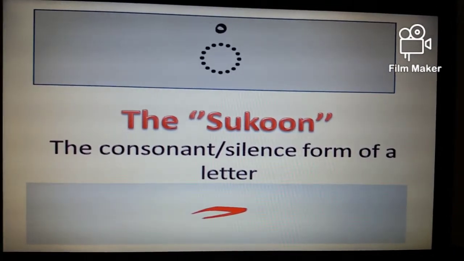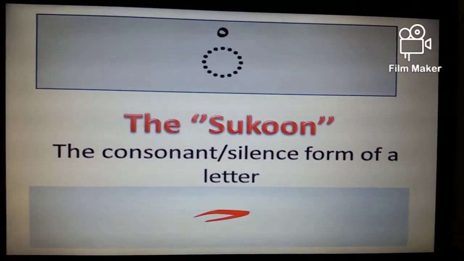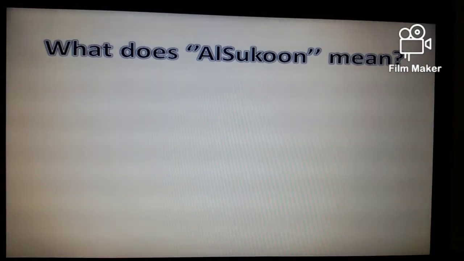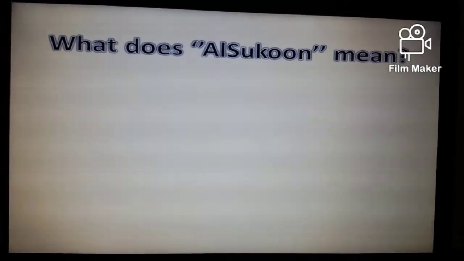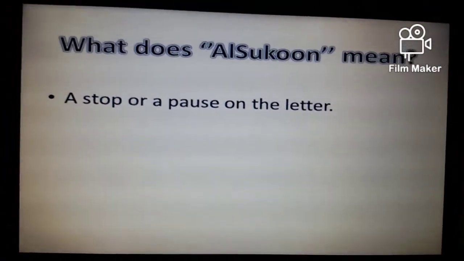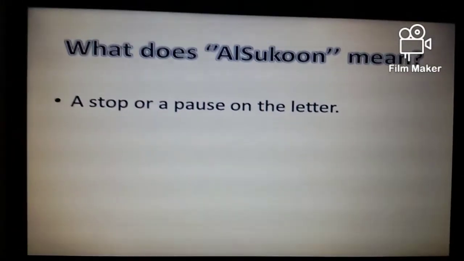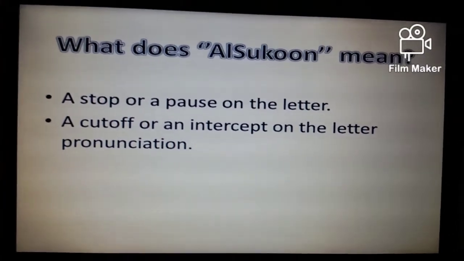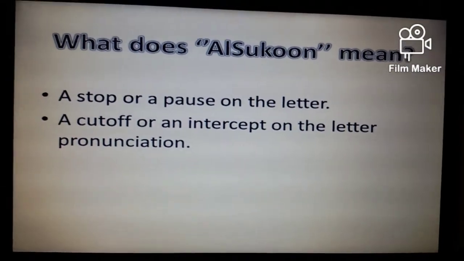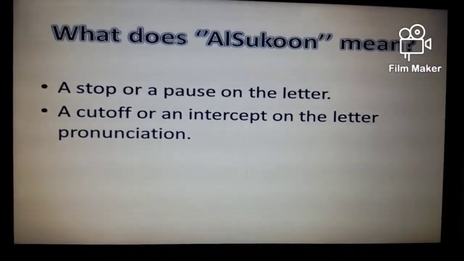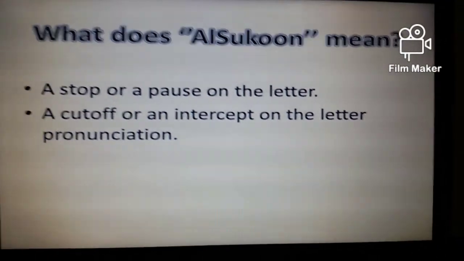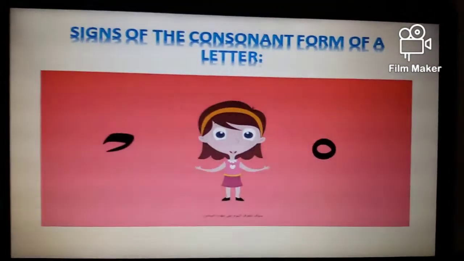So let's start by giving you some tips on the pronunciation of the Sukoon. What does as-Sukoon mean? As-Sukoon means the Sukoon in English, okay? The Sukoon is a stop or a pause on the letter, or a cut off or an intercept on the letter's pronunciation, because you feel like something has interrupted the letter that you pronounced.